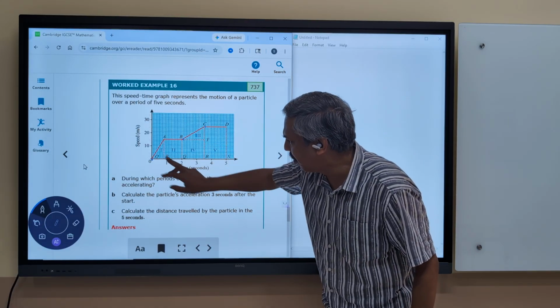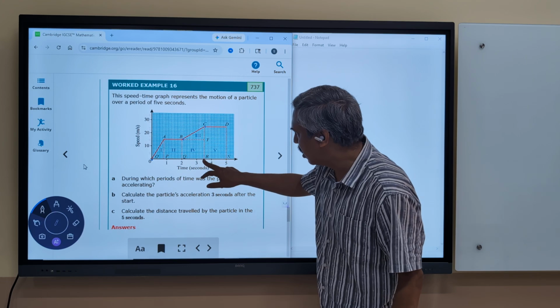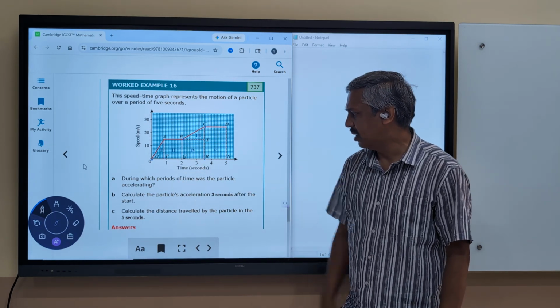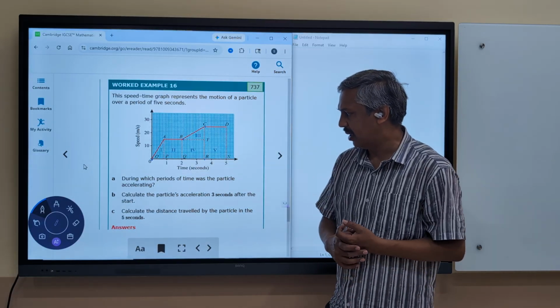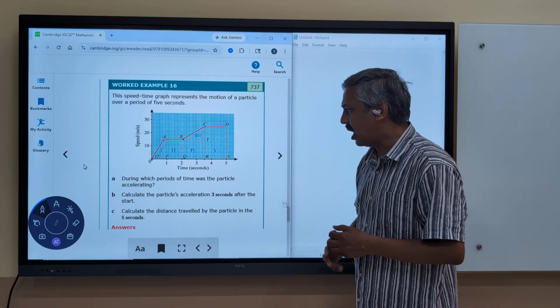0 to I think 0.8 seconds. Then from 2 seconds to 3.5 seconds. These are the time periods when the speed of the particle is changing. That means the acceleration is happening. Calculate the particle's acceleration 3 seconds after the start.